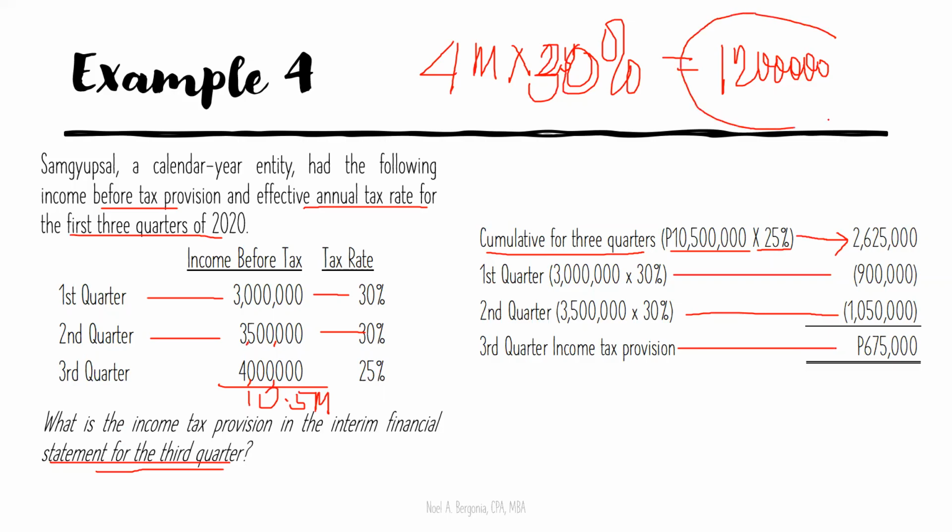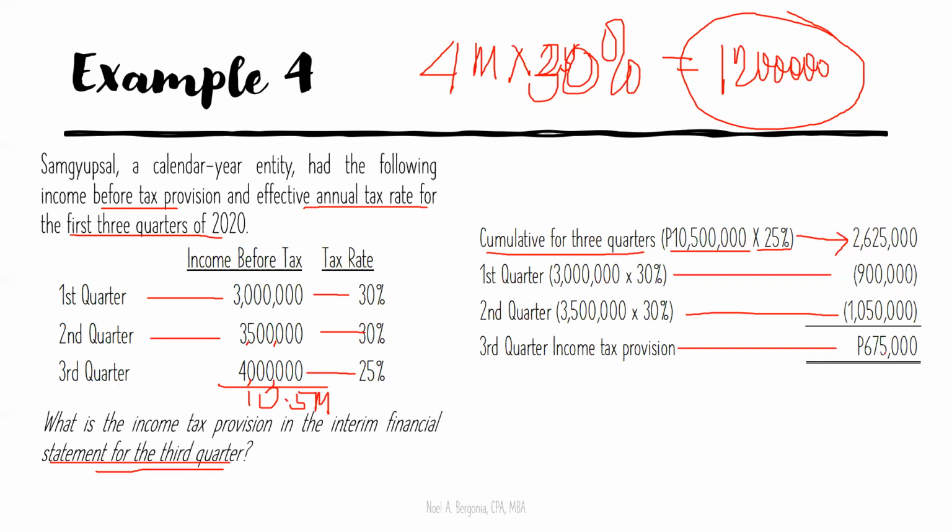If we used the original rate of 30%, that would be 1,200,000, or even if you multiply that by 25%, it would still not be equal to 675,000, since we are considering updating the income tax rate that was applied in the previous first two quarters, because it is a cumulative effect. Right? So our annual tax rate would probably fall under 25% already.